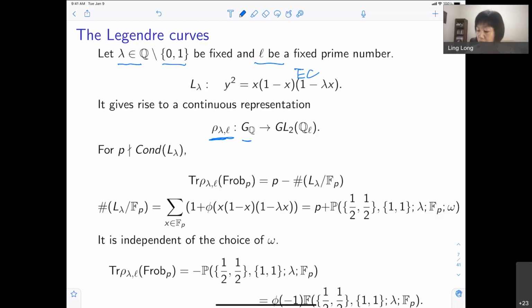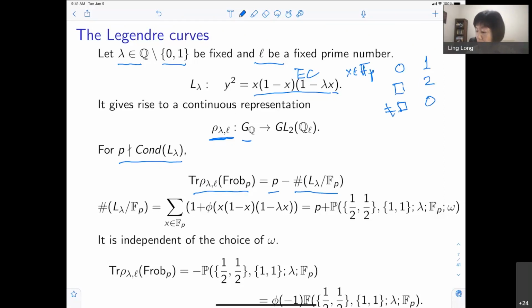And for good primes, that means P does not divide the conductor, the traces of this Galois representation, as far as we can recall, will be P minus the number of points. So now to count the number of points, basically we get to this picture over here. If I put X into the finite field and look at the right-hand side, if it's going to be 0, I have one solution. If it's going to be a square, I can compute 2 y values over the finite field. If it's not a square and not 0, then I have no solution.